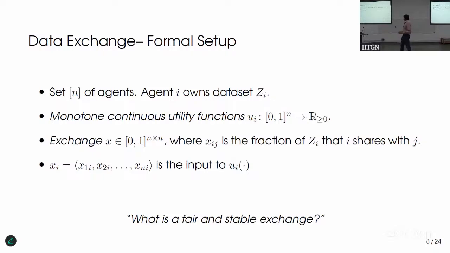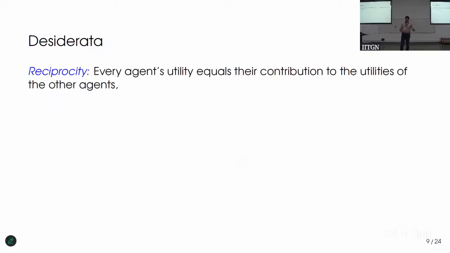Coming back, let's formalize the fairness notion. This is the slide that tells you what we are seeking, and after this, I'll get into more technical details. If anything's unclear, I would encourage you to ask as many questions as you like. The fairness notion that we call reciprocity says that agents giving good quality data should get good quality data in return. This boils down to the following: every agent's utility equals their contribution to the utility of the other agents. This is how we model it.